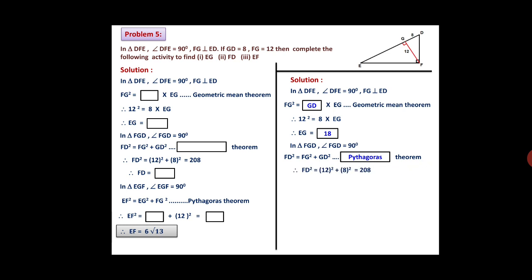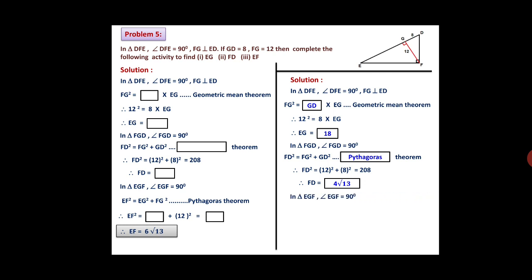FD square is equal to 12 square plus 8 square, that is 208. Taking the square root of 208, FD is 4 root 13, since 208 is nothing but 16 into 13, and the square root of 16 is 4, so we get 4 root 13.